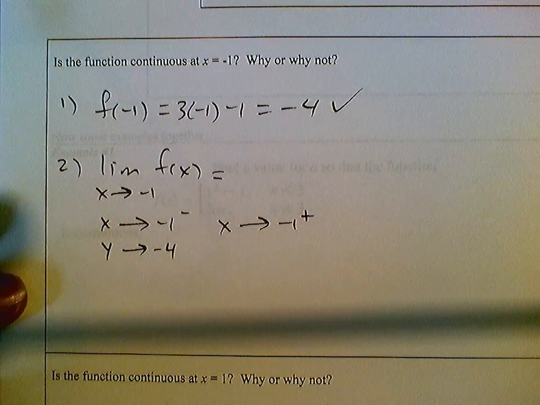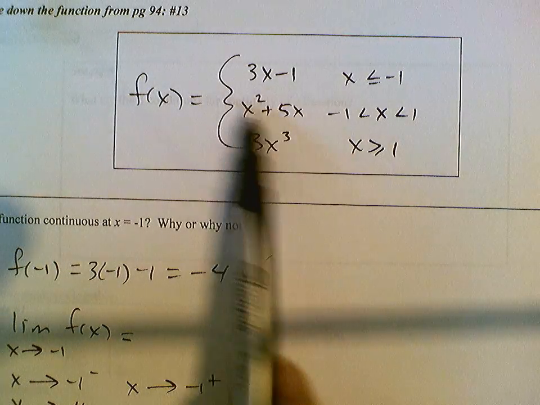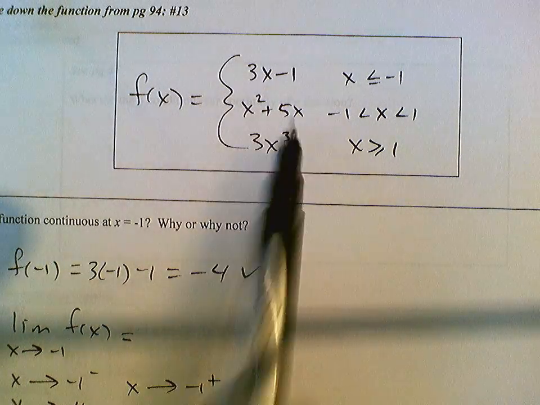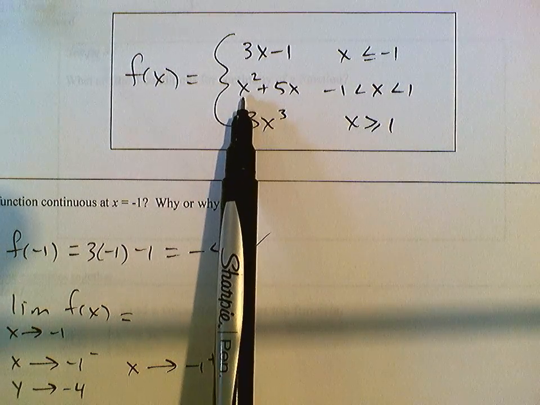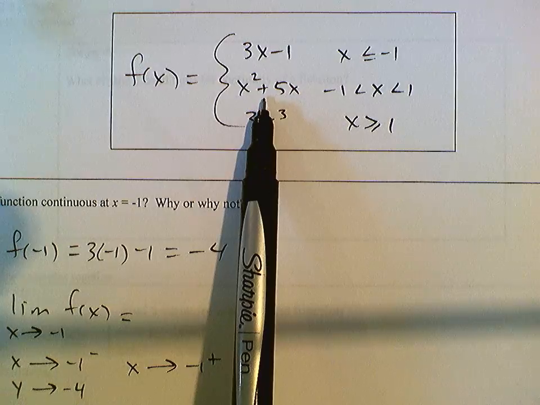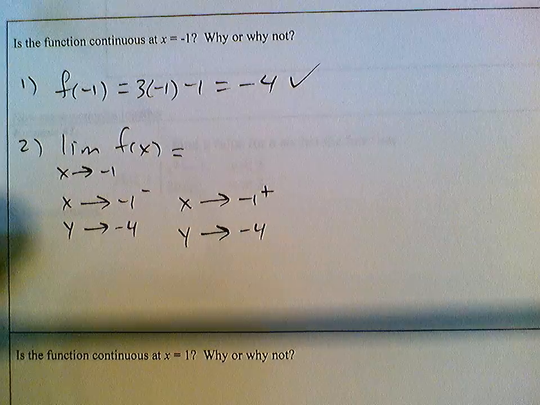All right, now x is approaching -1 from the right, and now I'm on this interval, so I'll be using the quadratic part of the function. So x is getting closer to -1, that's getting closer to +1, minus 5. So the y's are approaching -4.